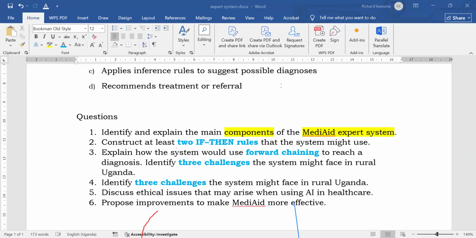So the user interface is how the users interact with the system. Because to interact with the system, they have to ask some things. They have to enter symptoms. And if the user interface is not friendly, the system also is not going to be friendly to people, and the people will not use it.